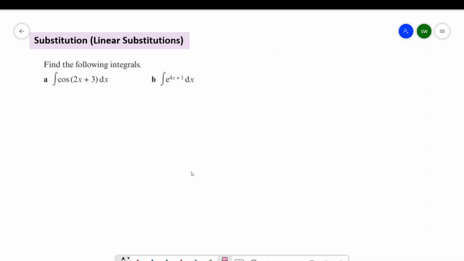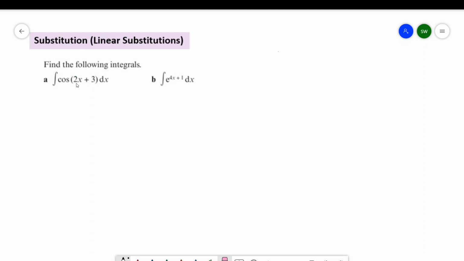This section is all about integrating standard functions that you saw in the previous section, but we're going to make it a little bit harder because in the previous section you were just integrating, for example, cos of x. Now in this section we're going to make it harder because we're going to integrate cos of some function of x. So in part A, the function of x is 2x plus 3.